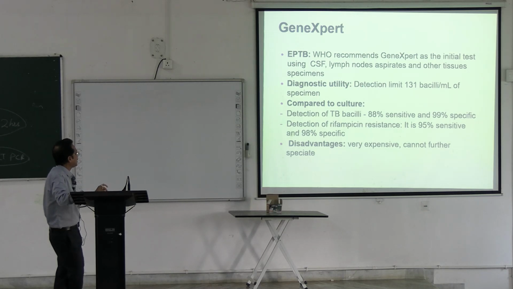Now WHO recommends GeneXpert or the CBNAT as the initial test using CSF. It can detect 131 bacilli per ml. Detection of tubercular bacilli, it is 88% sensitive and 99% specific. It is 95% sensitive and 98% specific.